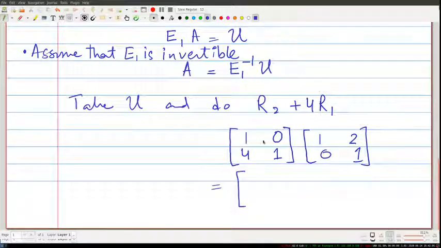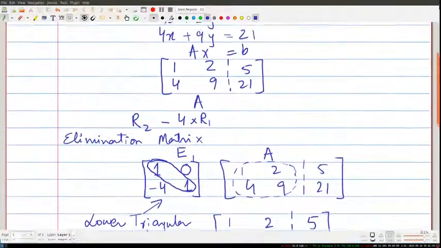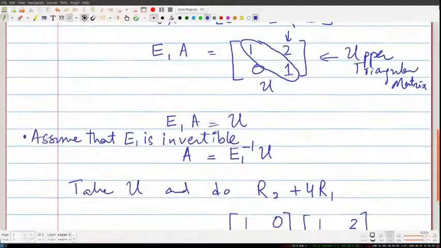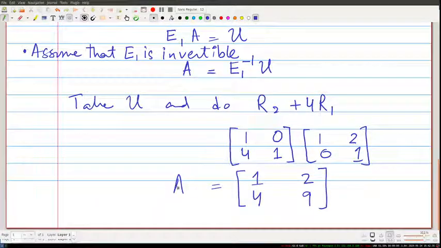Let's take the simple matrix product. Let's do dot product, row times column. So this is 1. The first row of course is preserved, and for the second row we take 4 times the first row plus 1 times the second row. So 4 times 1 plus 0 is 4, and then 4 times 2 is 8 plus 1 is 9. And now if I check it out, matrix A was exactly this matrix 1, 2, 4, 9. So I seem to have successfully found the inverse matrix. So this is A, this was E1, and I can say for sure that this was E1 inverse.